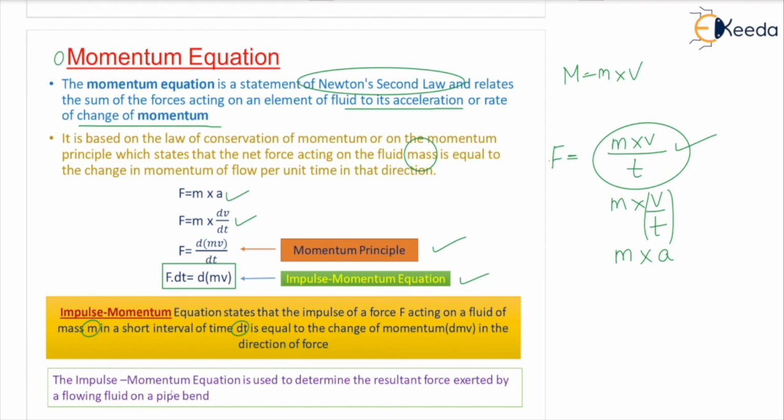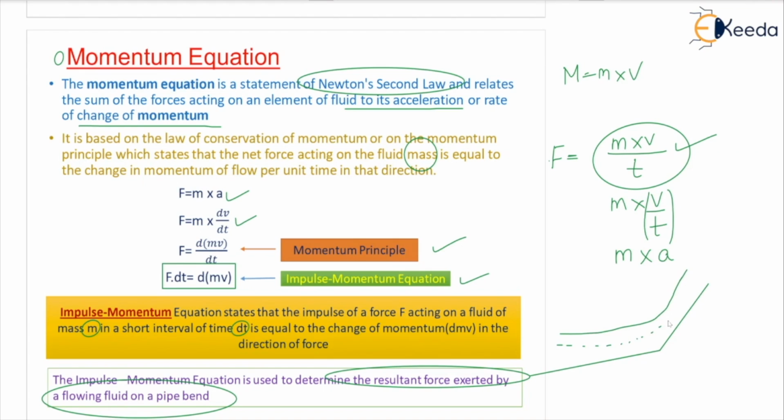The impulse momentum equation is used to determine the resultant force exerted by the flowing fluid on a pipe bend. Very important. What is the application? The impulse momentum equation is used to determine the resultant force exerted by a flowing fluid on a pipe bend. For example, this is the pipe bend, and this is the center line of the pipe.